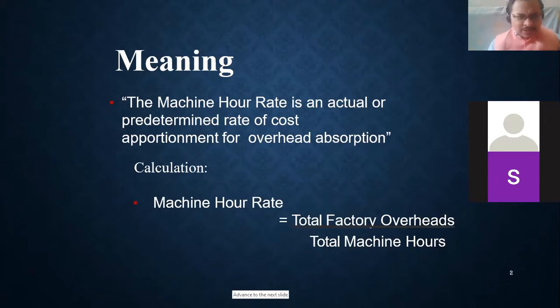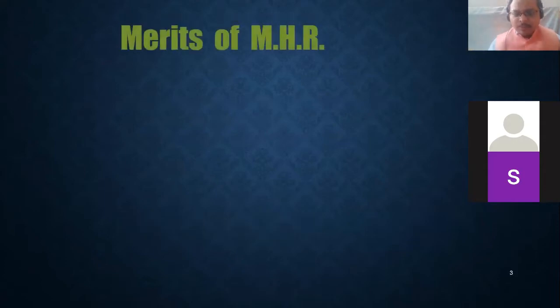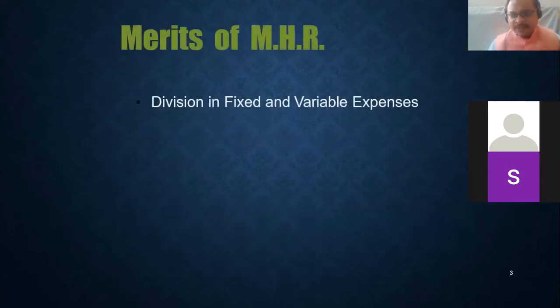Now let us understand some advantages of this machine hour rate. Why do we need this? Machine hour rate helps you find out the different expenses of fixed nature and variable nature. These are also called standing charge and running charge. Standing charges are those expenses which remain fixed, irrespective of your production or running of the machine. For example, rent, lights, light point requirement, insurance. These are the expenses of standing charge which remain fixed.